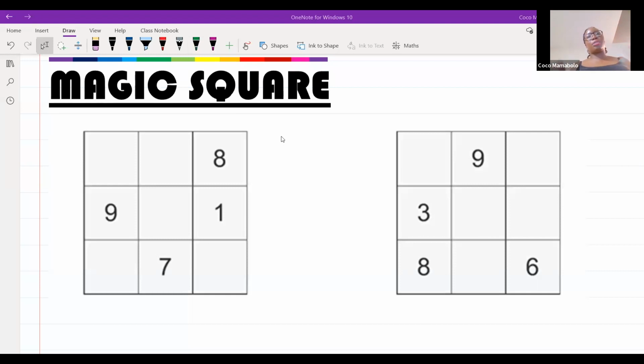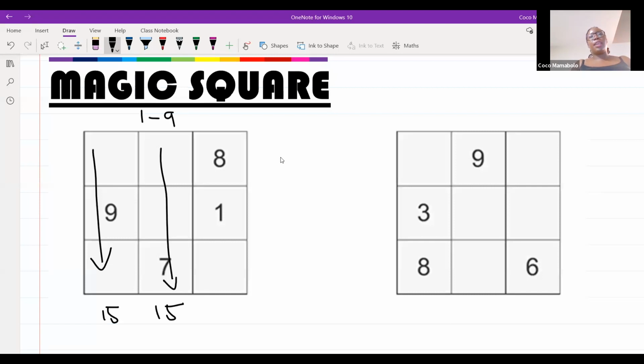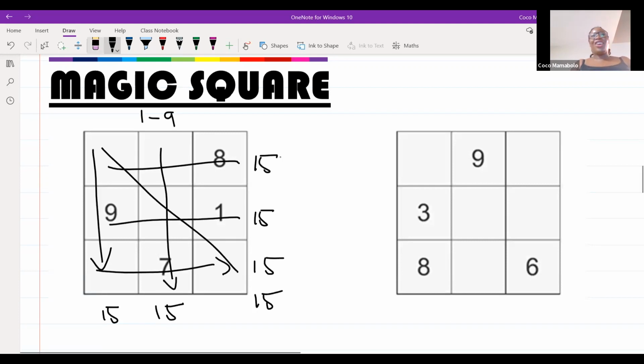If I take a magic square that's 3 by 3, the rule is that I can only use the numbers 1 to 9. So 1, 2, 3, 4, 5, 6, 7, 8, 9. I can only use the numbers once. And when I add them going this way, they need to give me 15. Going this way, 15. This way, 15. That way, 15. But I can only use each number once.